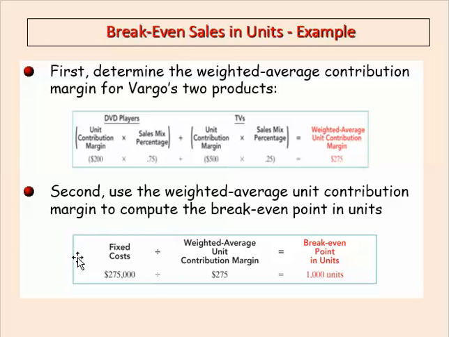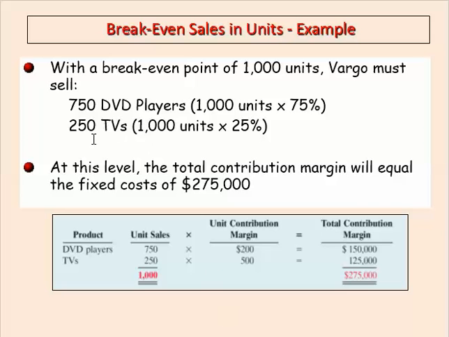Then we can take our fixed costs divided by that weighted average unit contribution. That means that we need to sell 1,000 units in total to break even. Well then, how do we know how much of each we need to sell? Well, if we need to sell 1,000 units and we sell 75% as DVD players, that means we need to sell 750 DVD players, and 25% of our sales mix is for TVs. That means we need to sell 250 TVs. Now, it says at this level, total contribution margin will equal fixed costs of $275,000. And you can do the math there to double check that.